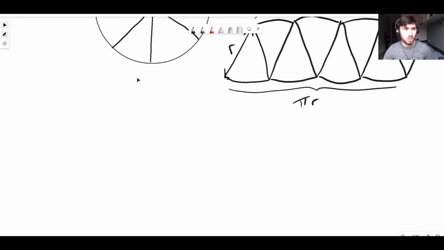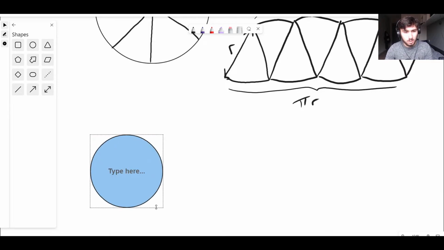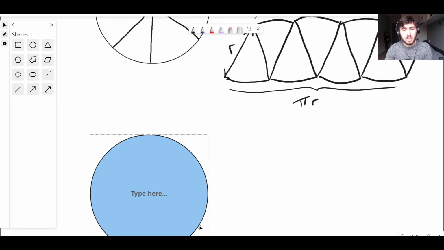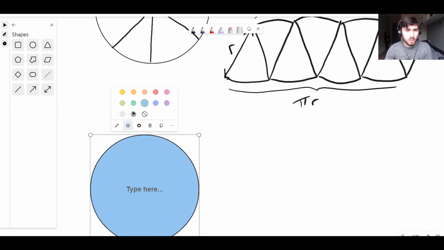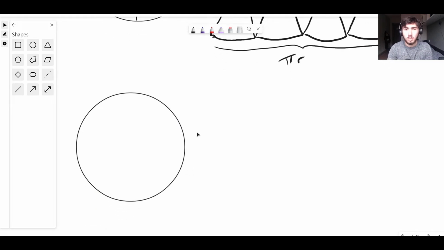Well, imagine that we hypothetically took another circle. Actually, imagine that it's the exact same circle. So we're going to pretend that this is the exact same circle with the same radius, the same circumference and all of that. But we're going to cut it up differently.